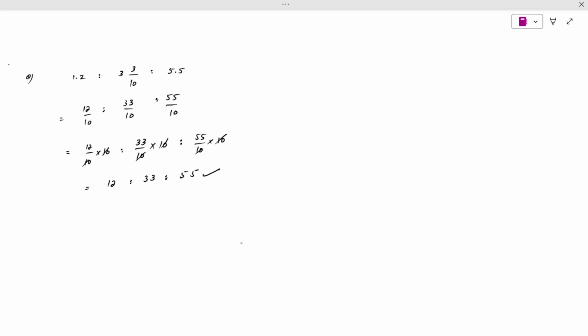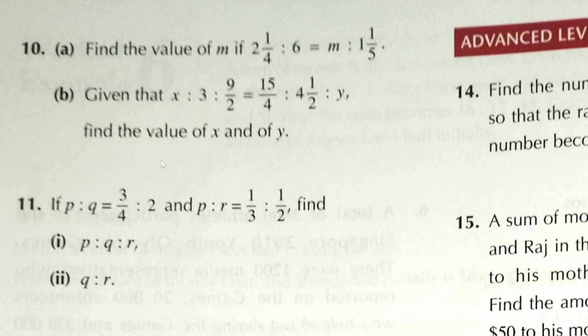Now we will solve the question number 10. And this is the question number 10, where part A is find the value of m if 2 into 1 over 4 ratio 6 is equal to m ratio 1 into 1 over 5. We need to find the value of m by solving this ratio. So let us solve this part.